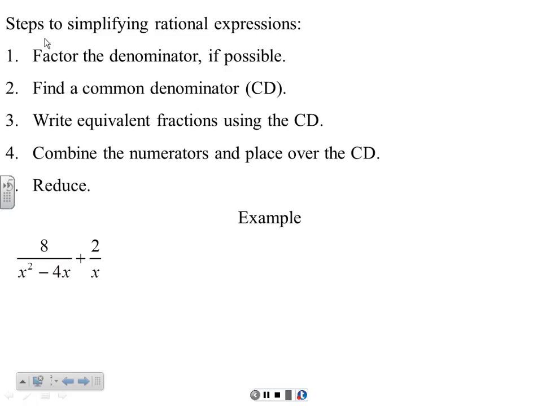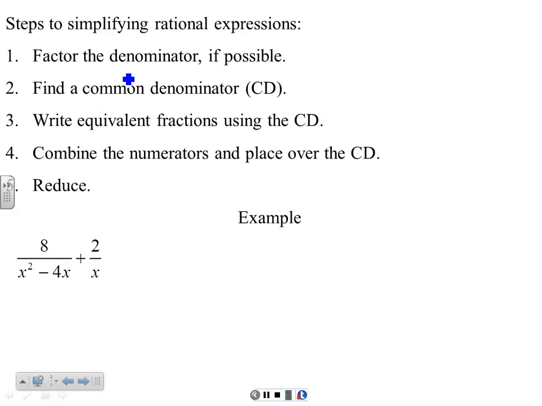So, the steps to simplifying rational expressions are, number one, you're going to have to factor the denominator if possible. Like I said, in the previous section, we didn't have to factor the denominators, but in this section, we are going to have to factor them. Once you have them factored, you're going to find a common denominator like we did in the previous section, and then write your equivalent fractions using that common denominator, and then combine the numerators and place over the common denominator, and then reduce if you can.